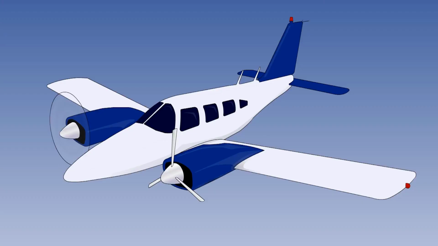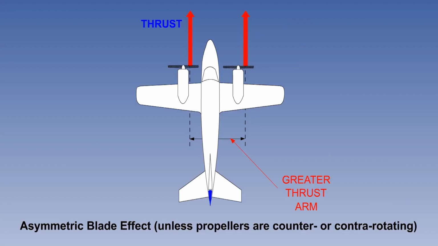edge onto the airflow. If both engines rotate clockwise, the right engine has a longer thrust arm, and failure of the left engine gives a greater yaw moment. This asymmetric blade effect, or P factor, is absent with counter-rotating and contra-rotating propellers, and of course on jets.